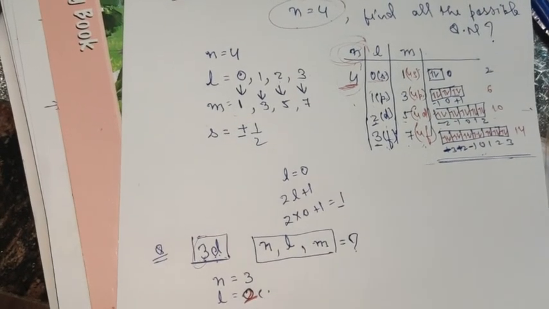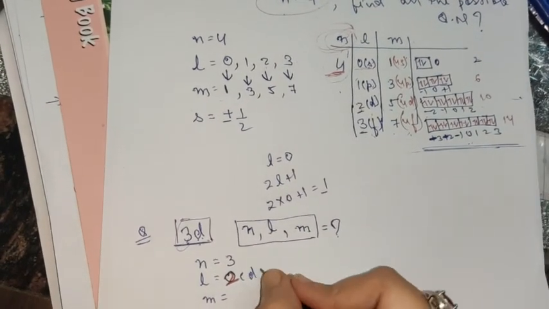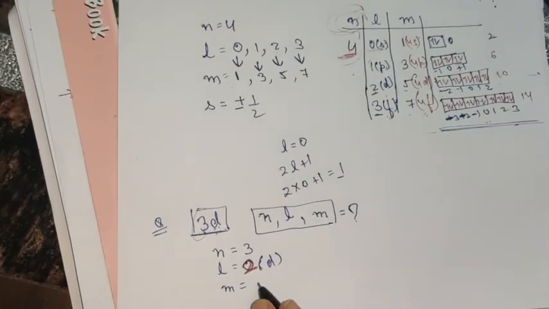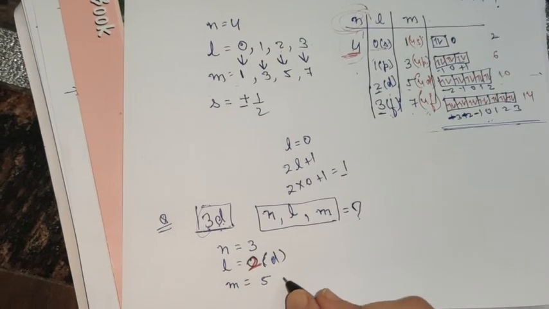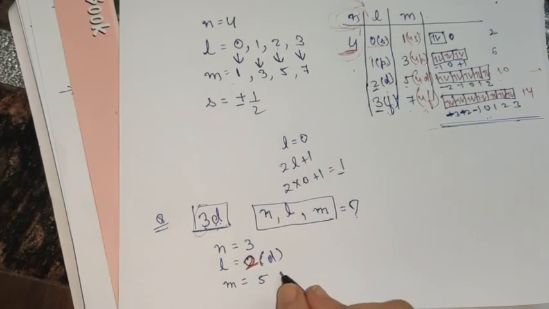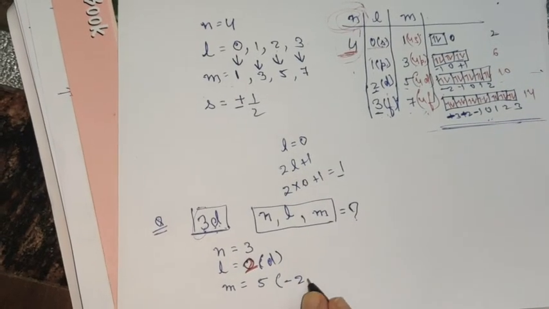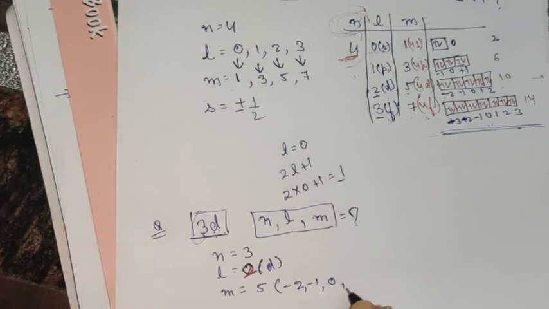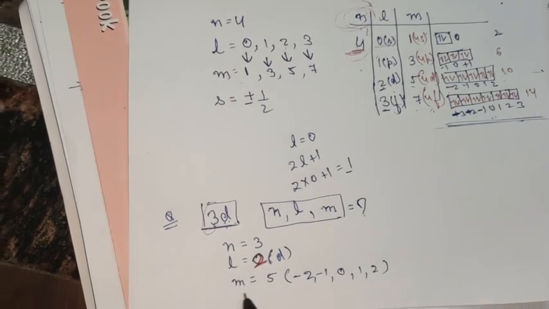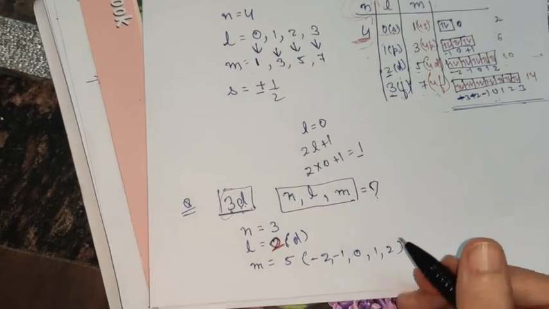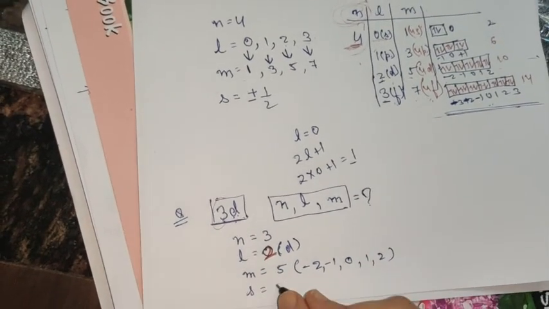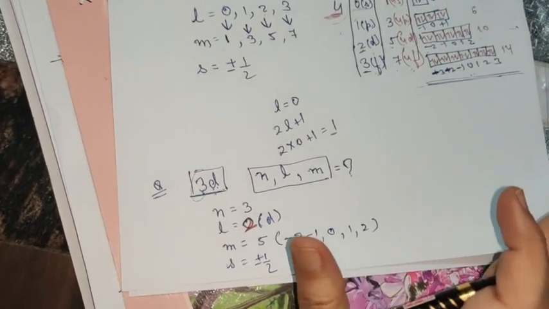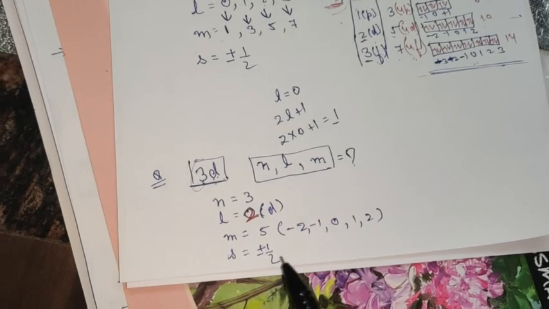Okay. Now for the D subshell, children, how many orbitals are possible? The number of orbitals that are possible is 5. And what will be the values of those 5 orbitals? They will be -2, -1, 0, +1 and +2. So these are the 5 orbitals which are possible. And if S is asked, S is always either plus or minus half. This value can never change, that is why we write it like this, plus minus half.